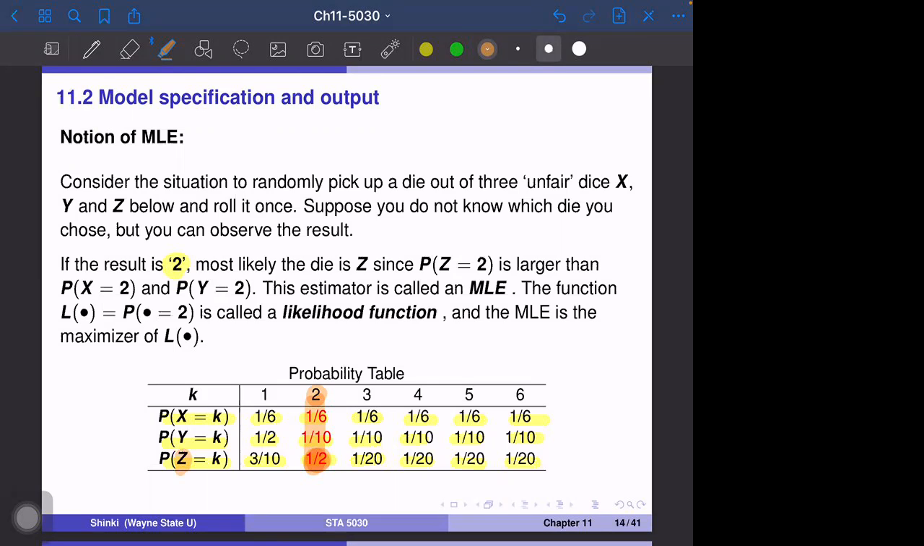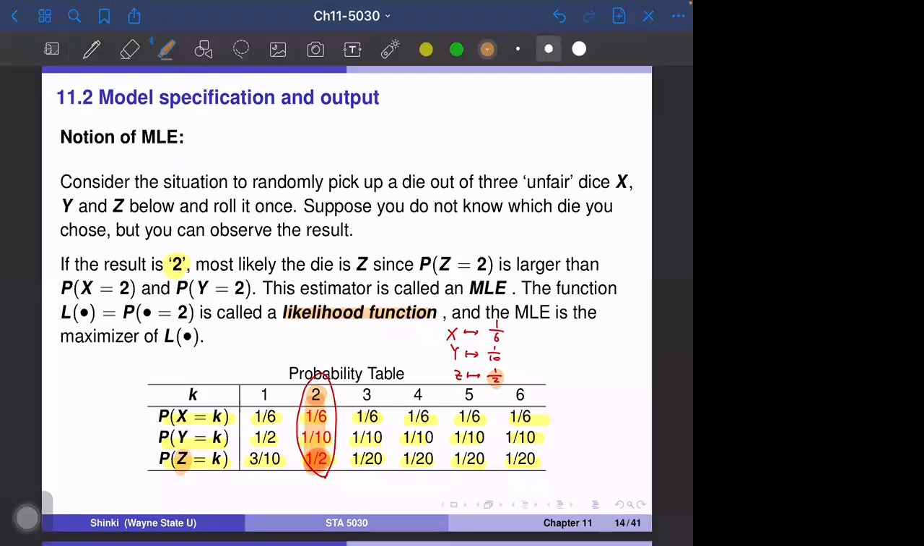And this function, X to 1/6 and Y to 1/10 and Z to 1/2, is called the likelihood function. Basically, the maximum likelihood estimator is the maximizer of this function. So 1/2 is largest.